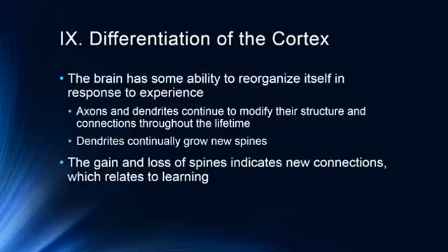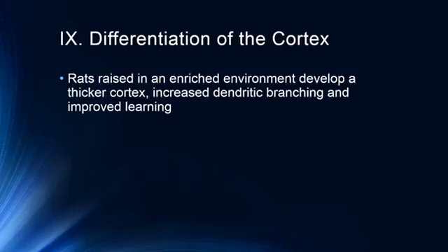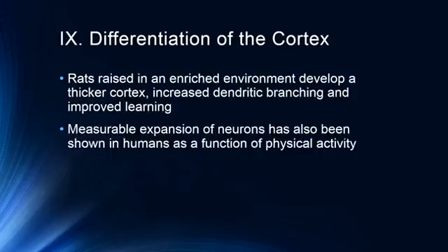Dendrites are continually growing new spines, and the gain and loss of spines indicates new connections, which is related to learning. So as the dendritic spines increase and decrease, this is a measure of increases in learning and development of new neural connections. Rats raised in an enriched environment have been shown to develop a thicker cortex, increased dendritic branching, and improved learning. So environment is directly associated with differentiation in the cortex.